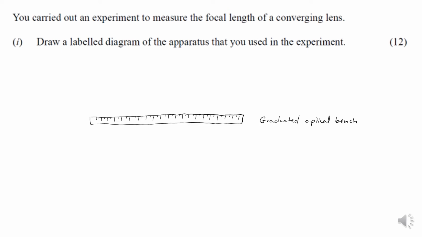Now the experiment was for a converging lens. So you did two very similar experiments. One was for a lens, one was for a mirror. So make sure you get the right one. It's the lens. Converging is the lens that's thicker in the center. So just take a moment to make sure you're thinking of the right thing.